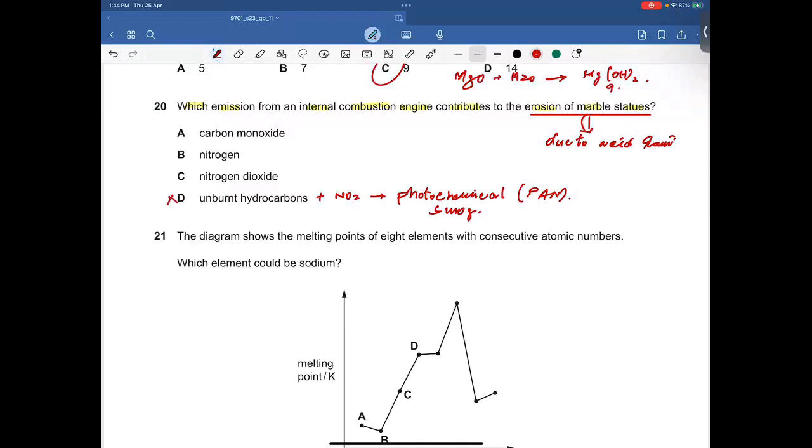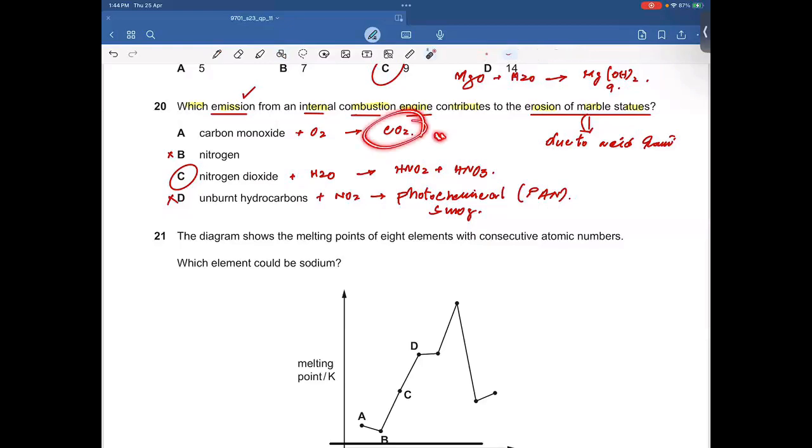Nitrogen dioxide, yes, contributes to acid rain because when it is placed with water, it forms nitrous acid and nitric acid, which means C is going to be the right answer because it is formed through the internal combustion engine, right? Nitrogen never causes acid rain, and it is not the emission product of the internal combustion engine. Carbon monoxide is the emission of an internal combustion engine, but it reacts with oxygen to give you carbon dioxide, which causes global warming mostly, and it is partially soluble in water. So this is also incorrect.